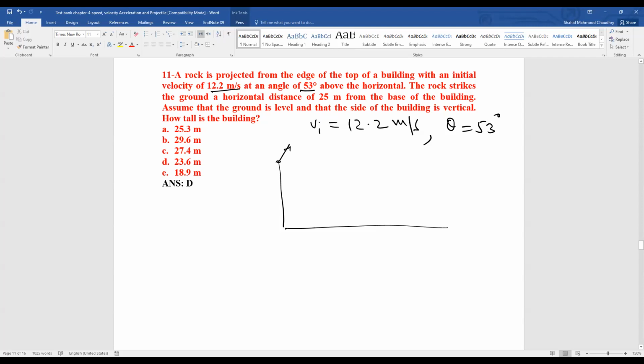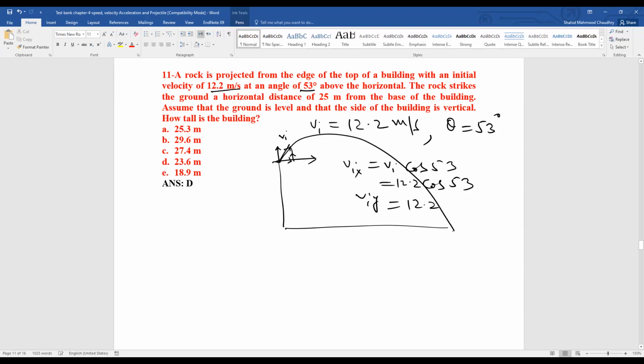So how is the rock projected? It is like this one, going up and then coming down. This is the horizontal and this is the vertical, and this is Vi. Now you can find the Vi x. This is Vi cos of 53, and Vi is 12.2, so 12.2 cos of 53. Similarly, you can find Viy. This is 12.2 sine of 53. In this way, you can find these values.